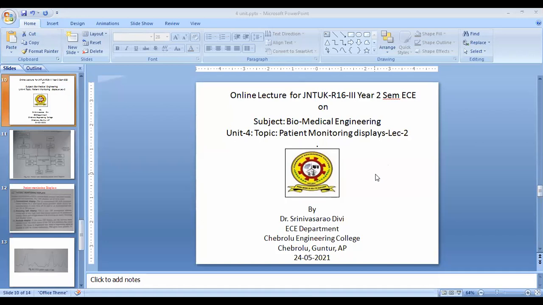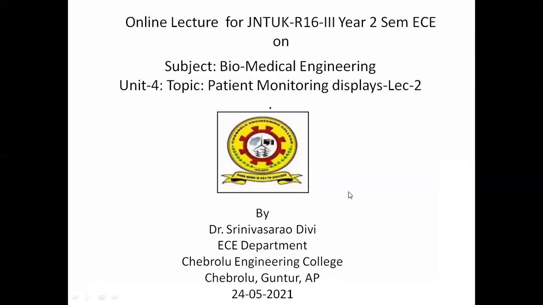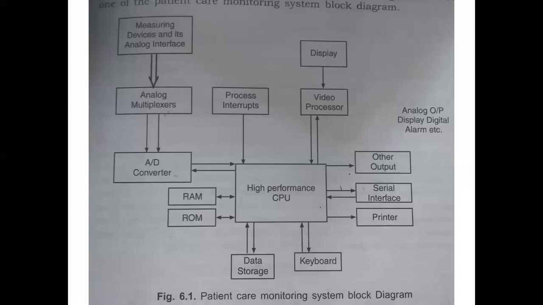These are required to monitor the different waveforms of ECG and pulse oximeters. What is the importance of patient monitoring? Why do we have to monitor the patient? That we'll see in today's session. This is the block diagram, which we already saw in the last class.